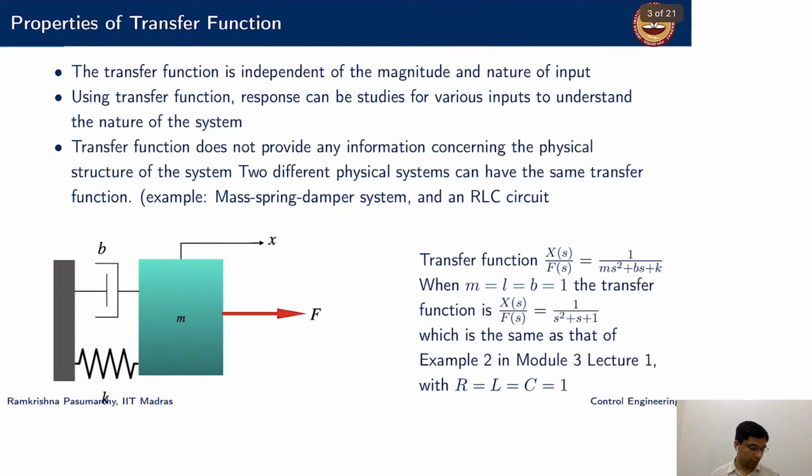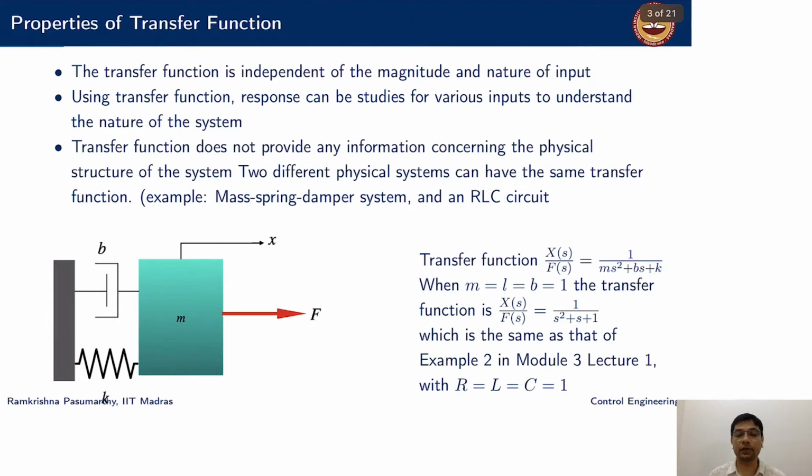Okay, so what are the properties of this transfer function? The first important property is that the transfer function is independent of the magnitude and the nature of input. Even though it's a ratio of the output versus the input, it's largely a system property, right?